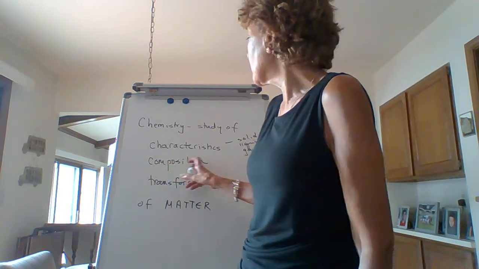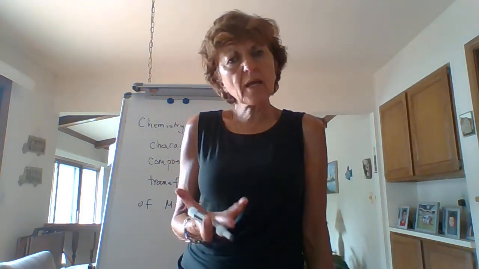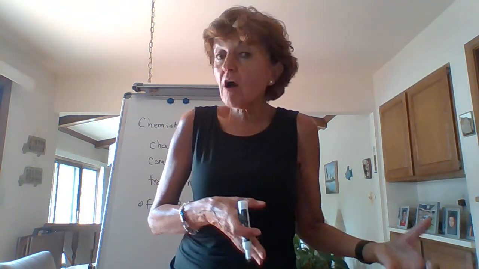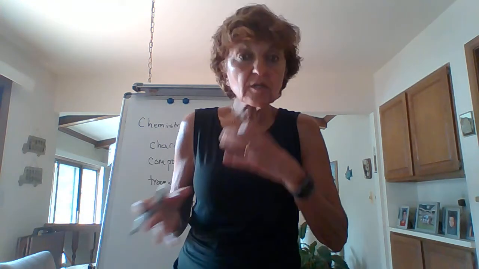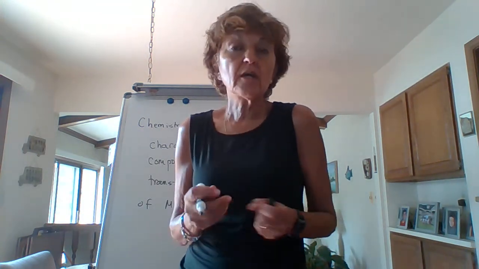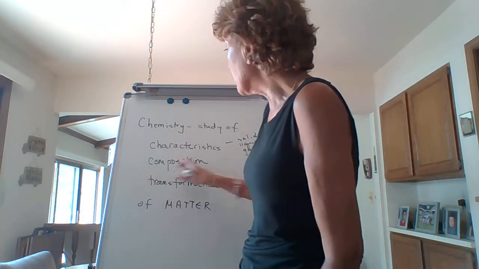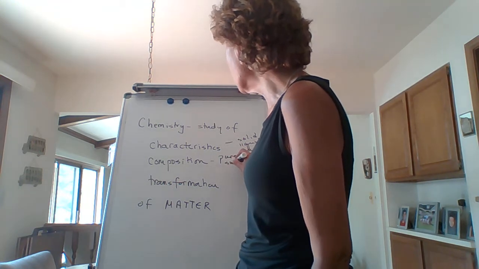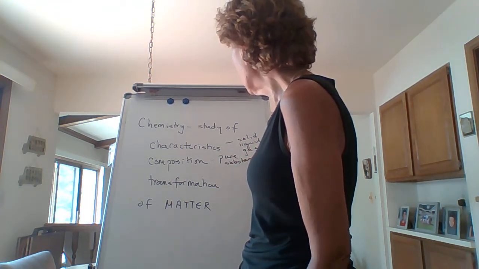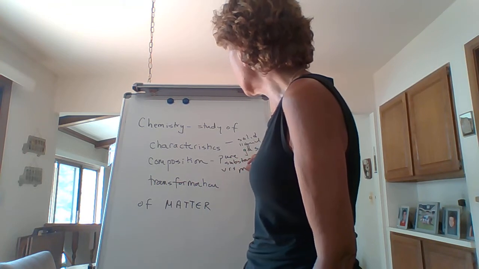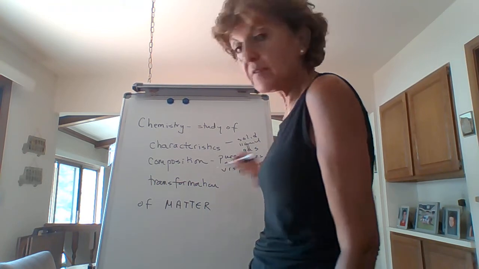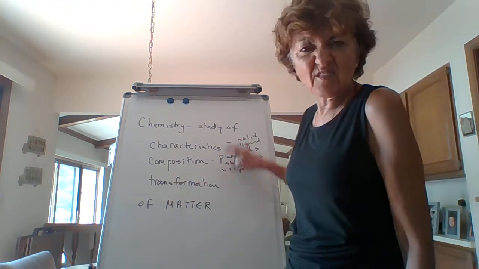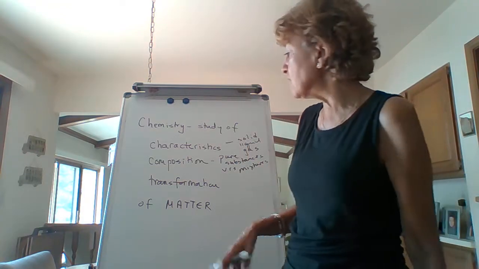Composition, we're talking about, well, what's it made out of? Is it an element? Is it a compound? Is it a bunch of elements and compounds mixed up together? Is it a mixture? So when we're talking about the composition of chemistry, we're usually focusing on pure substances versus mixtures, and we'll get into that. You'll see those terms in your what you need to know list. And I know this is not very clear, but hopefully you can zoom in and see all this.